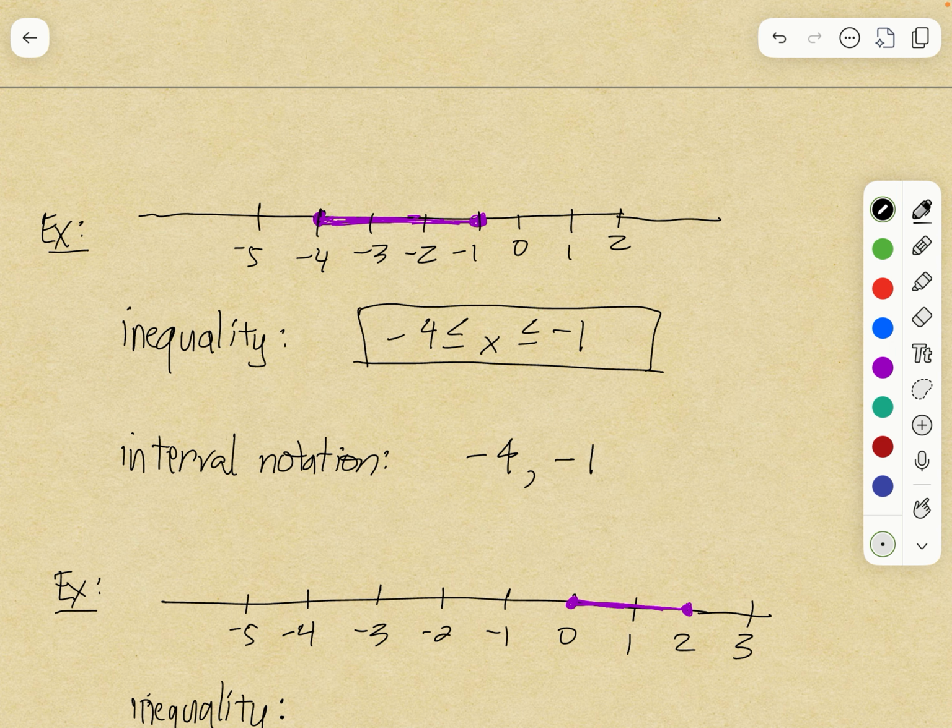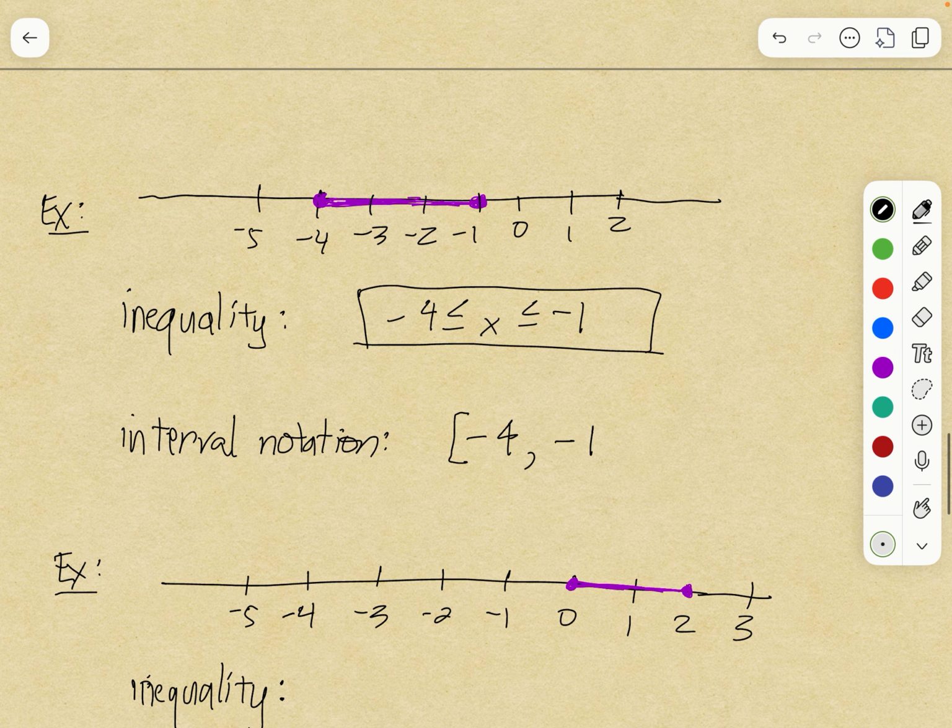Now you ask yourself, is -4 in your interval? Well, yes, because it's shaded, right? There's a solid dot to indicate that -4 is in the interval. So to indicate that in the interval notation, you put a bracket like this. And similarly, is -1 in the interval? Yes, it is. So you put a bracket like this around the -1. And that's how you write it in interval notation.